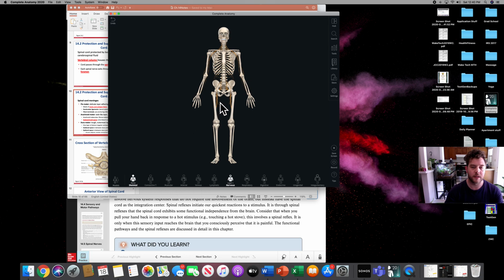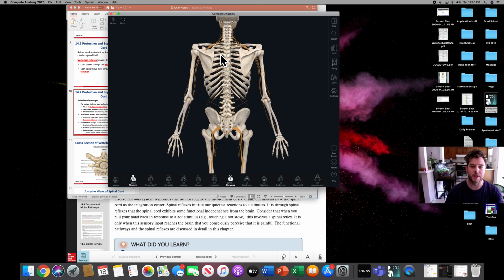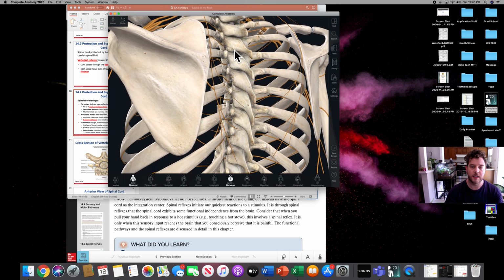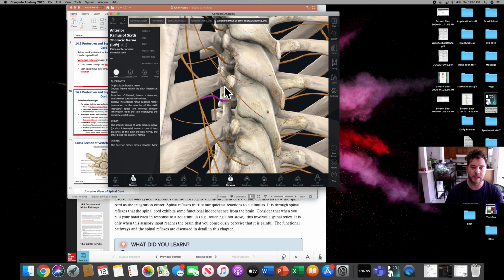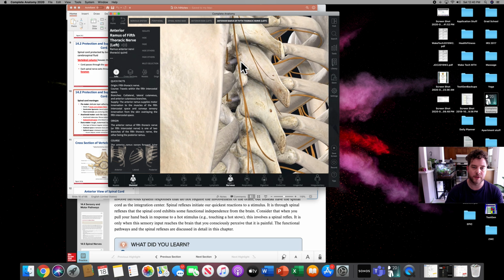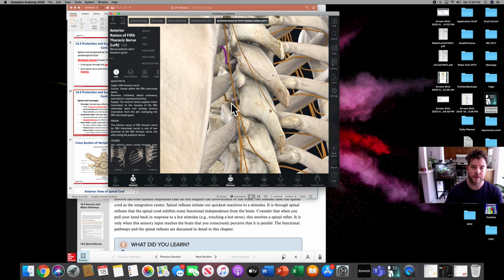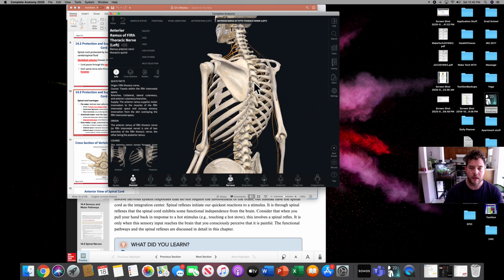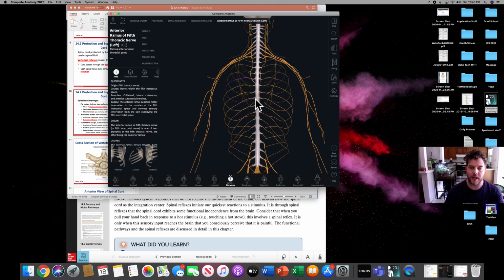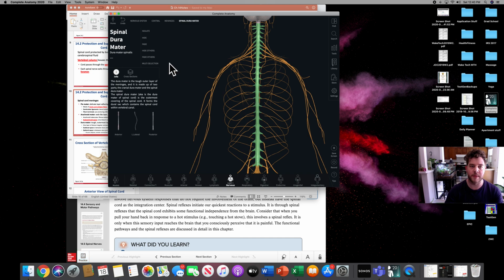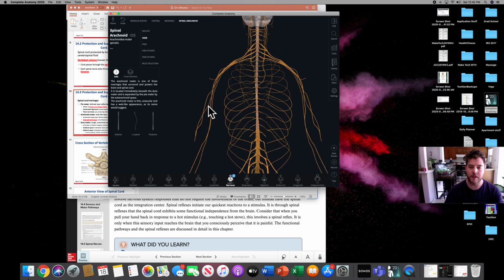Just to take a moment to look at that, right here. If we spin this around, we can zoom in, and you can see these little branches of nerves coming out through those intervertebral foramen, those little holes right between our vertebrae, those nice little giraffe-looking thoracic vertebrae. If we take off our skeletal system, you can see the superficial meningeal layer, the dura mater. This is your arachnoid mater. And the pia mater is, again, continuous with the spinal cord itself.